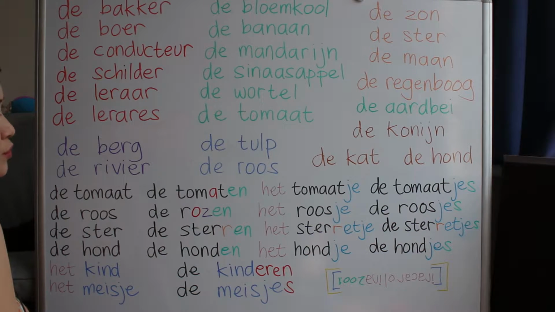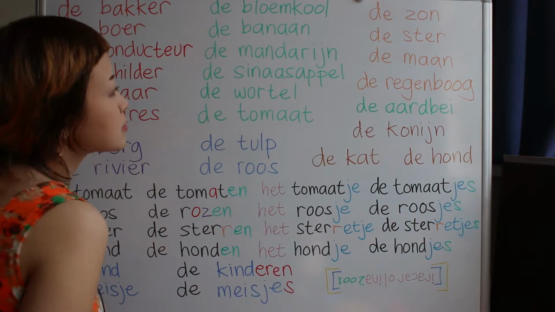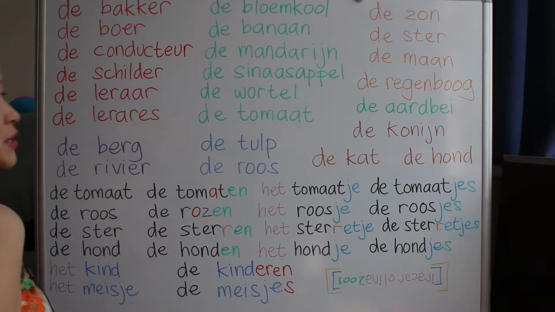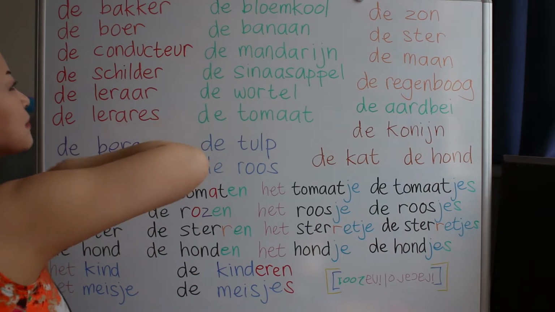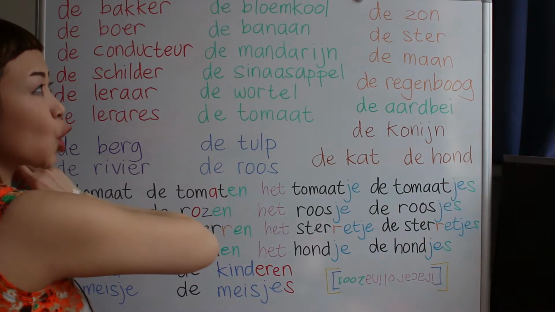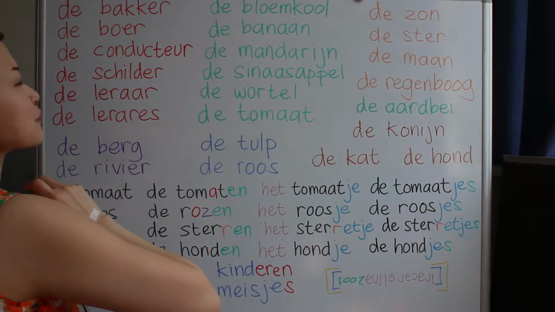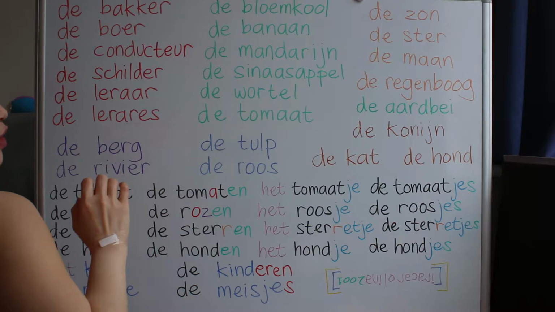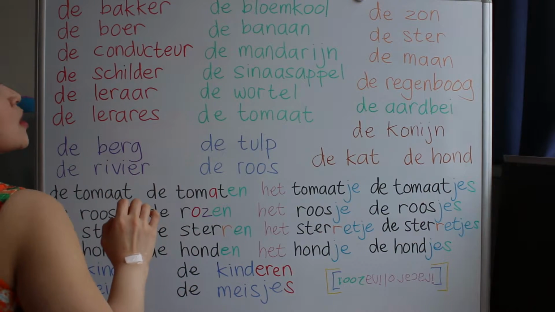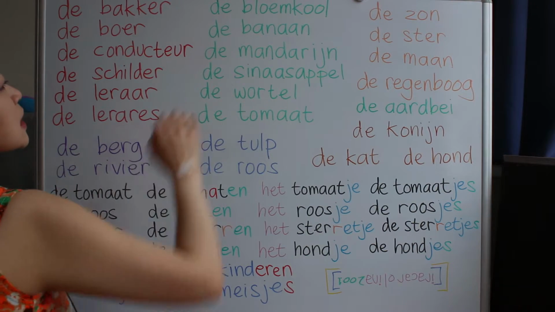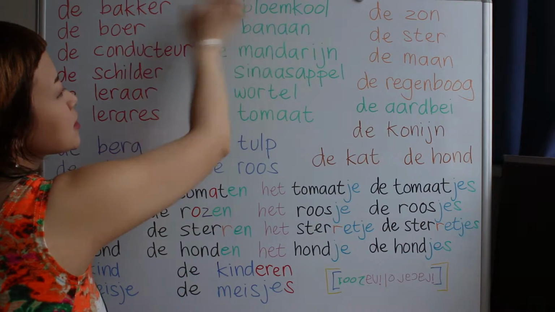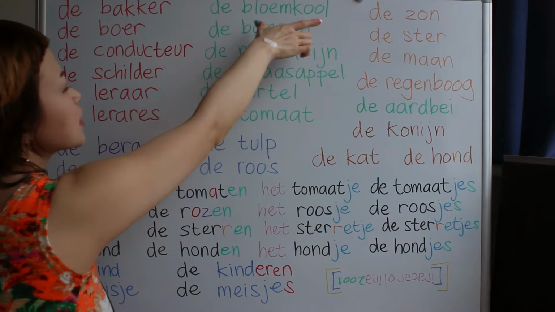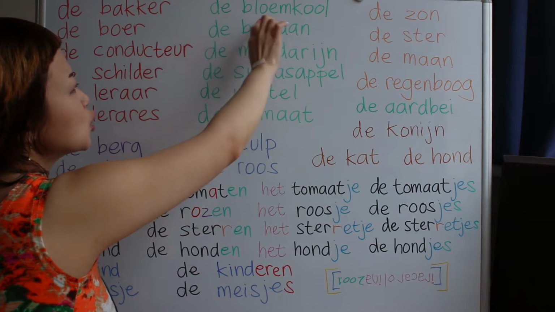"De" is also used for plants, vegetables, fruit, flowers. This one, vegetable: de bloemkool, cauliflower. Kool is cauliflower, bloem is flower. Cauliflower, bloemkool. Together in one word, even though it's from two words, it becomes one. Bloemkool.